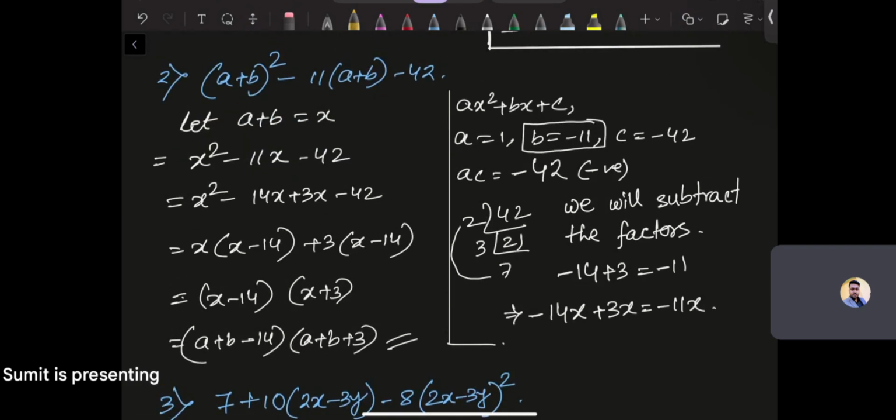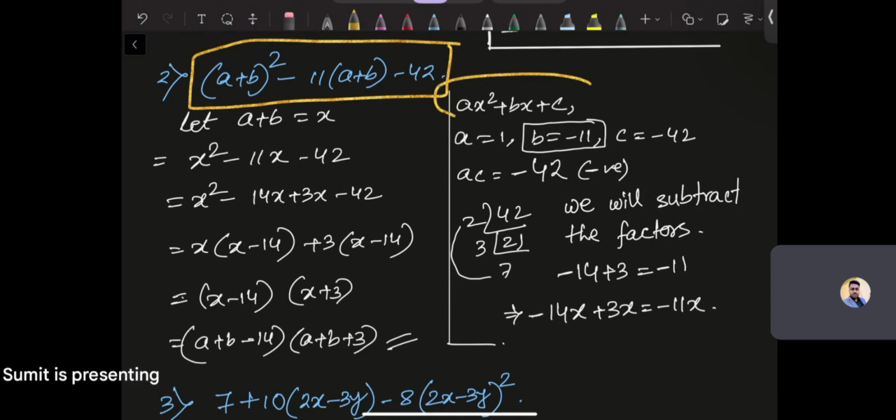See, number 2, this one. If you have seen that (a plus b) whole square minus 11ab plus minus 42 is there, first of all, it is in the form of ax square plus bx plus c. Why? As if you take a plus b as x, because a plus b is a common term in the expression, so I can replace it by any variable. So it will be x square minus 11x minus 42 if you replace a plus b by x, correct?